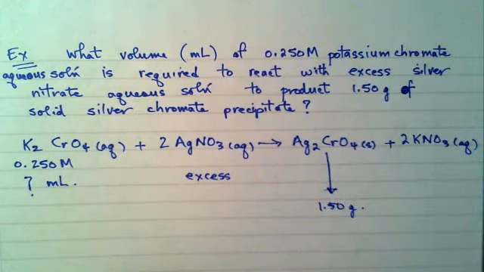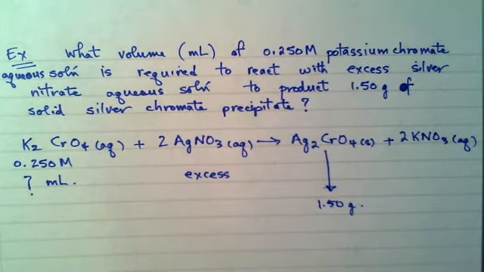So what volume in milliliters of a 0.25 molar potassium chromate aqueous solution is required to react with excess silver nitrate aqueous solution to produce 1.50 grams of solid silver chromate precipitate? So from all of these words, we have to be able to construct a balanced chemical equation.